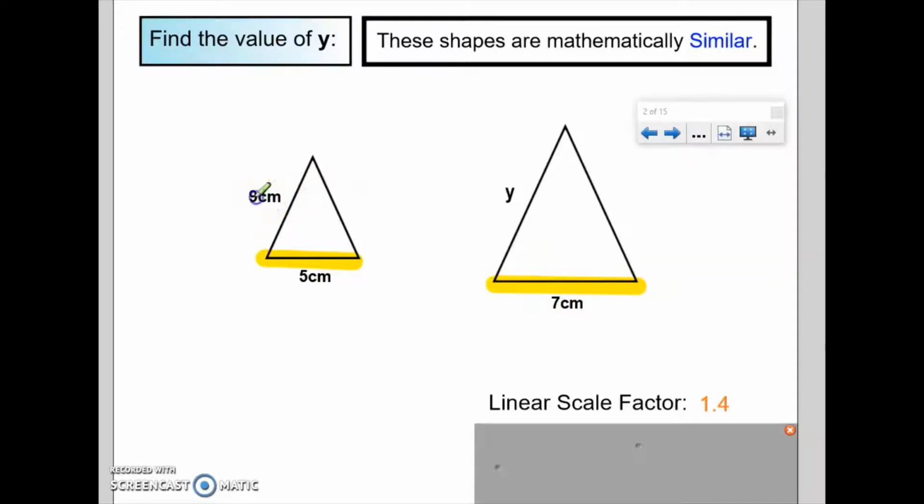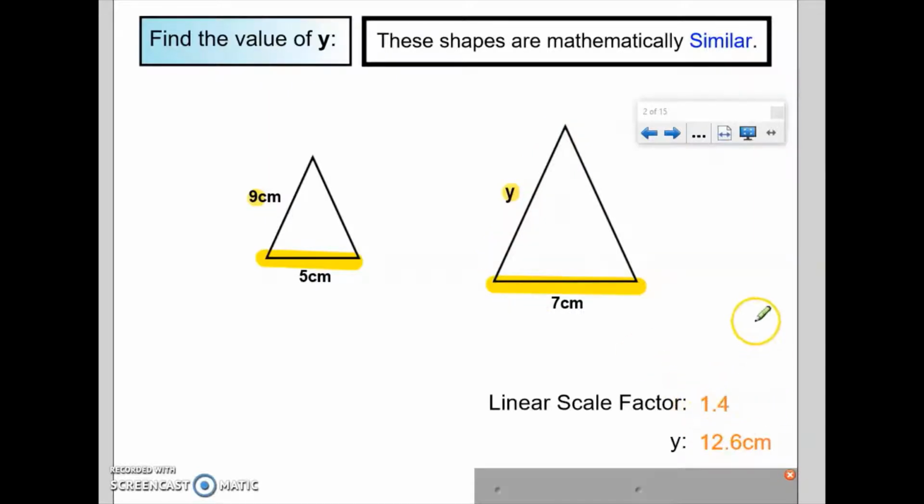If I know this length is 9 centimeters, and I'm dealing with a scale factor of 1.4, I'm going to take my 9, multiply by 1.4 to solve my problem for y, which is going to tell me that the length of y is 12.6 centimeters. So quite easy to solve the problem after we know what scale factor we are dealing with.